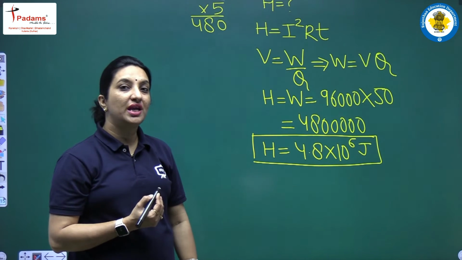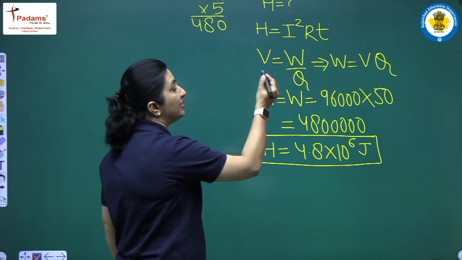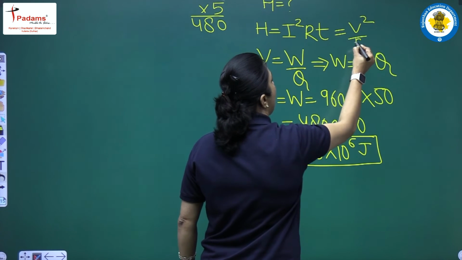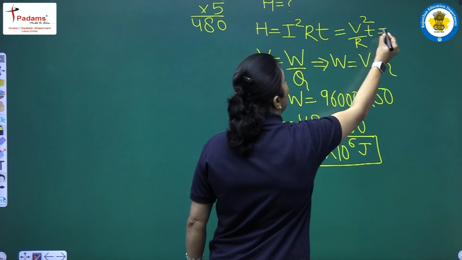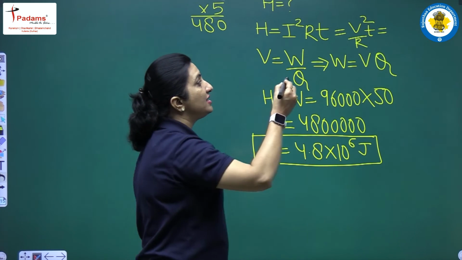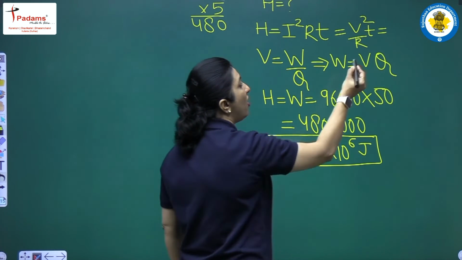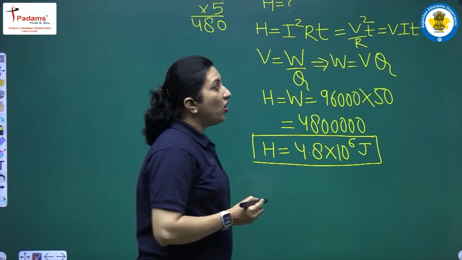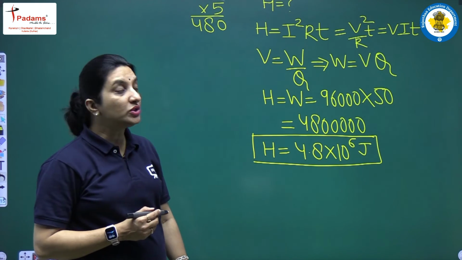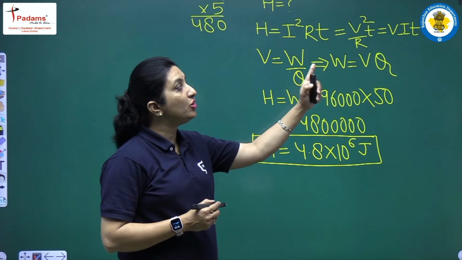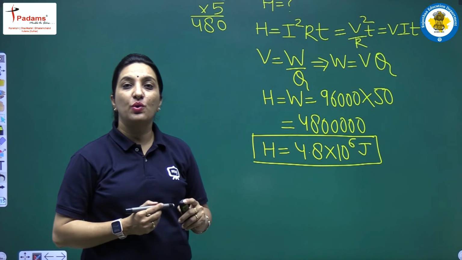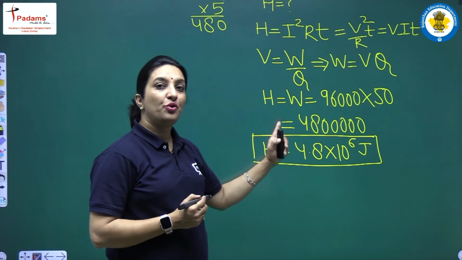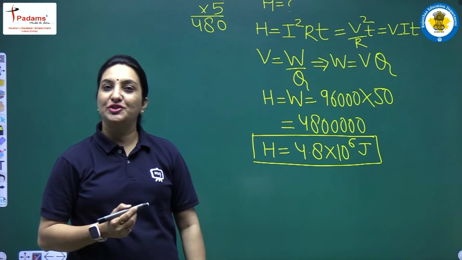Now here students, we can use some other formulas also, that is we could have used V square upon RT, or I square RT, V square upon RT, or VIT. For all the cases, we could have calculated the value of I using Q upon T. So this is the simplest way, and you can use any of the formulas as you wish.